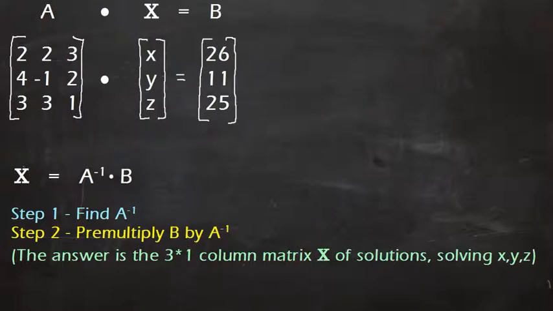So matrix A times matrix X equals matrix B. We want to know what matrix X is. It contains three variables, x, y and z. We want to know what their values are.